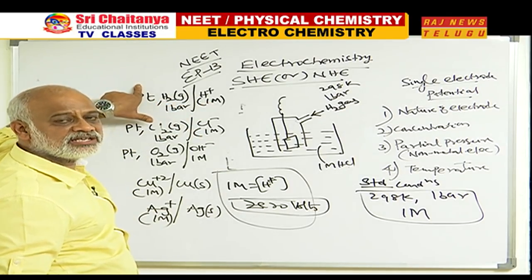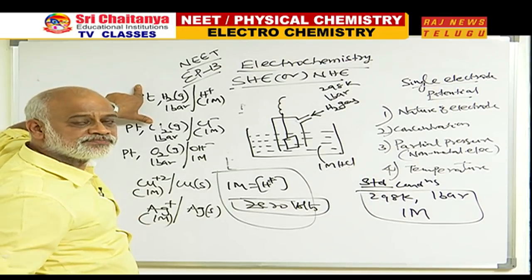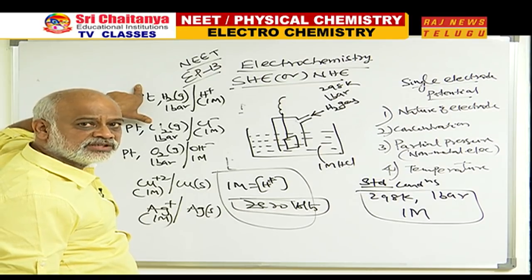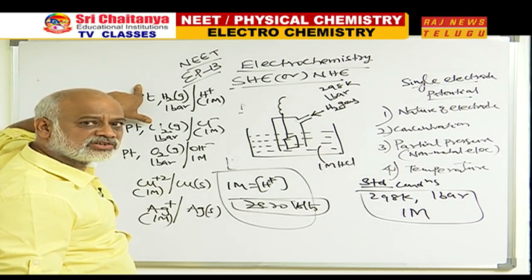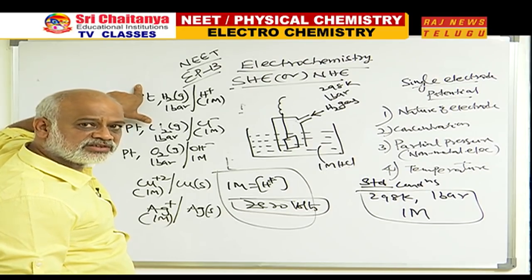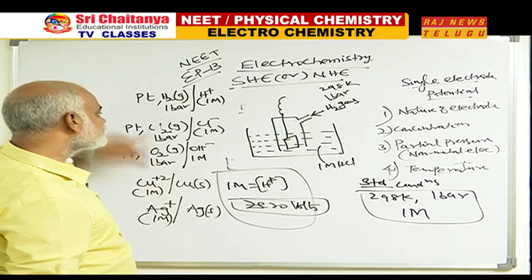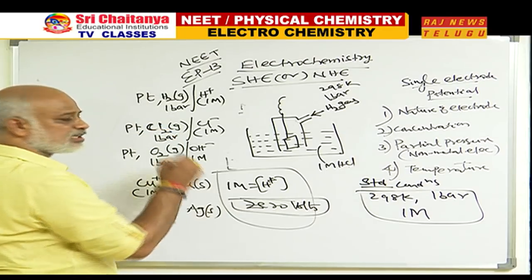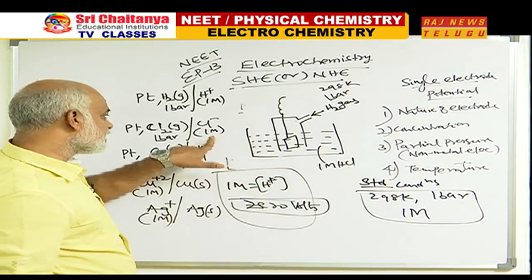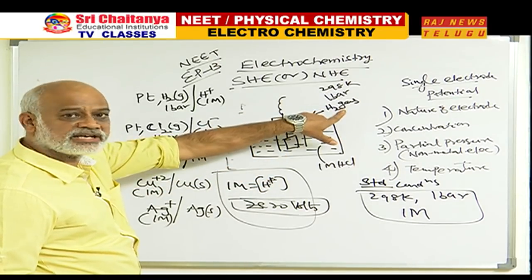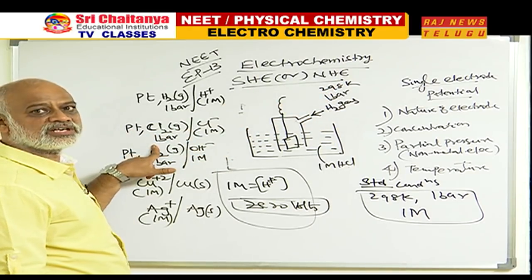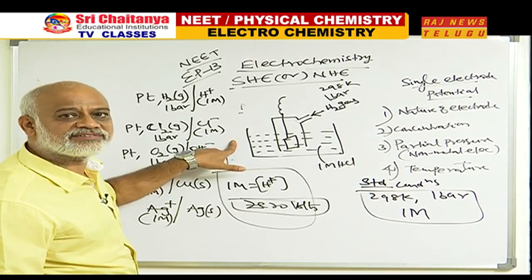Why platinum here? In all non-metal electrodes, the electrode that we are using is platinum. No need to worry if the electrode is a metal electrode. Suppose I wanted to take a chlorine electrode. So, what should I select here? 1 molar chloride ion. What should I bubble here? Chlorine gas at 1 bar and 298. So, platinum, chlorine gas 1 bar, chloride ion 1 molar.